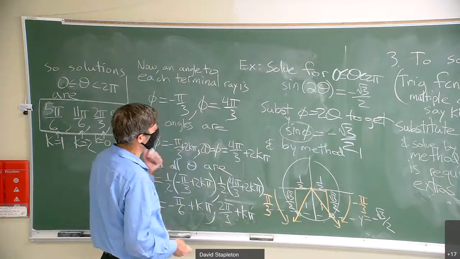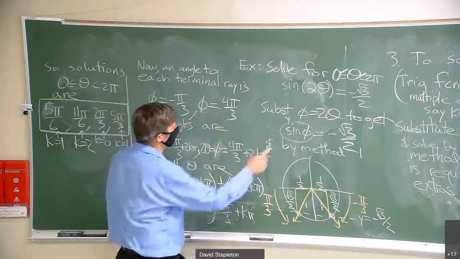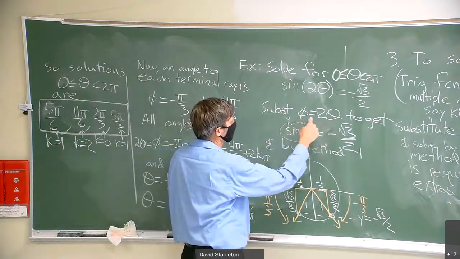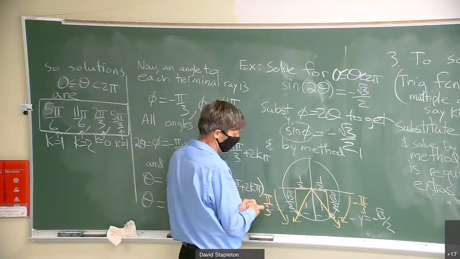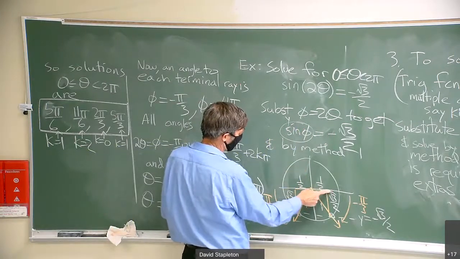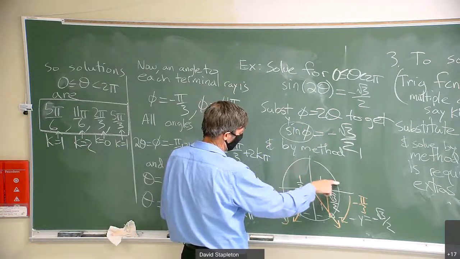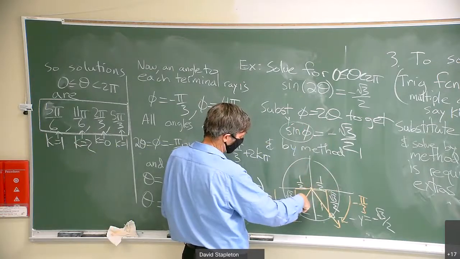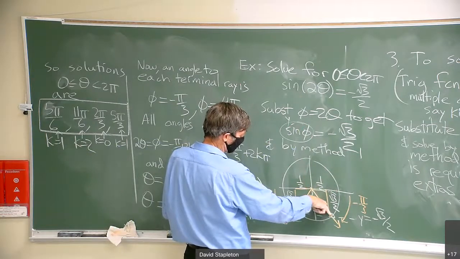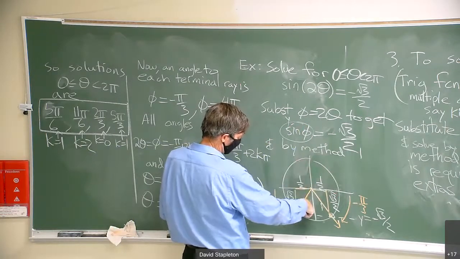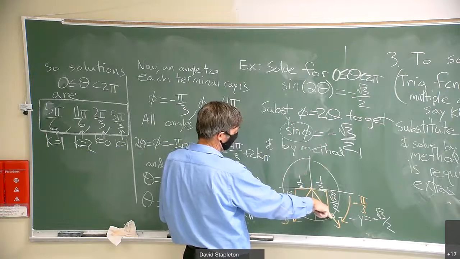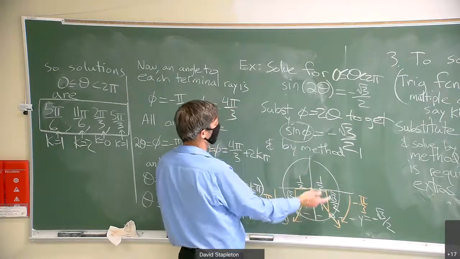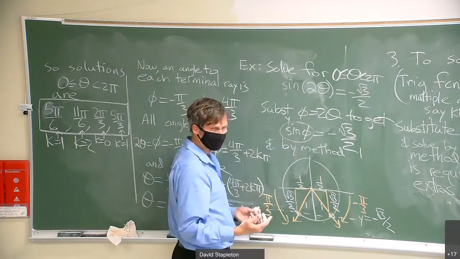If I want all angles theta between 0 and 2 pi when phi is 2 theta, then I have to take all angles phi between 0 and 4 pi. So if I would in this diagram have to go around twice and find all angles, I'd find 4 pi over 3, 5 pi over 3, 16 pi over 3, and 17 pi over 3. And so you have to figure this out and then divide each of those by 2, and you get the right answer, and you can do that if you want.